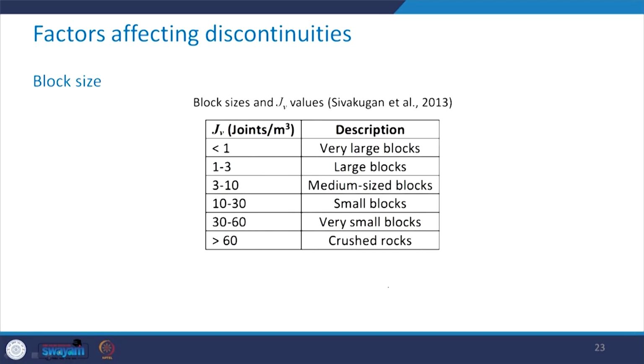Based upon the value of JV, that is joints per meter cube, you can describe the block size. If there is less than 1 joint per meter cube, you have very large blocks, and as the value of JV increases, you have smaller blocks, and ultimately when JV becomes more than 60, it gets into the category of crushed rocks.